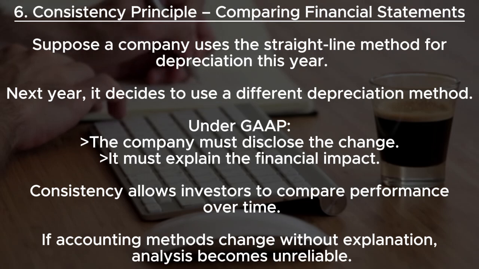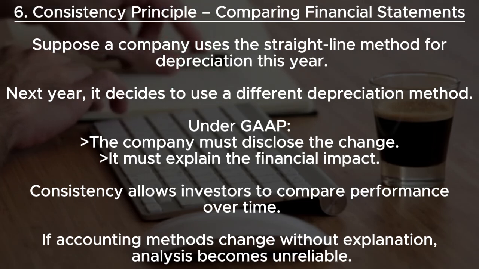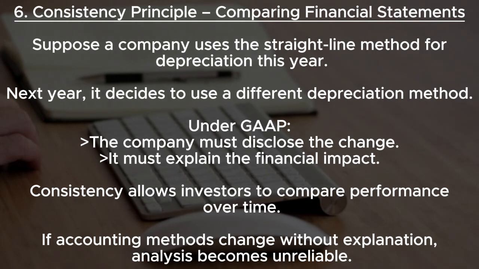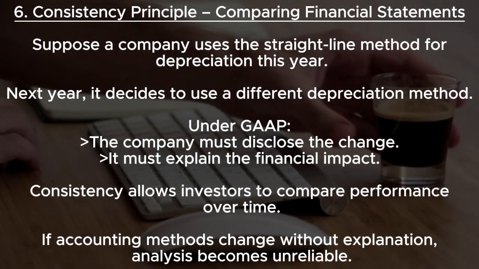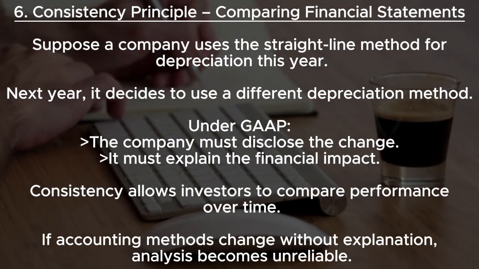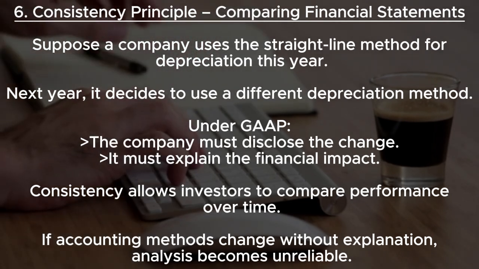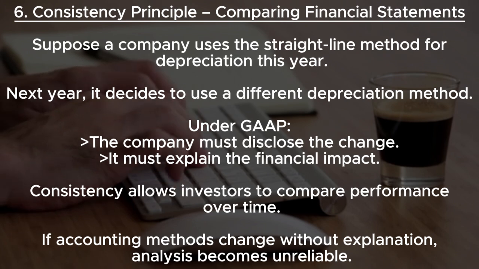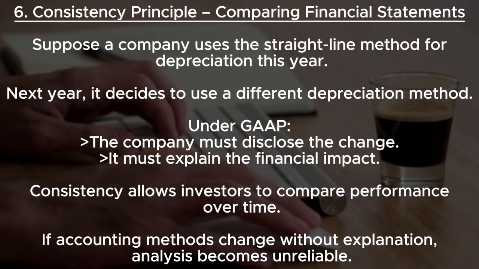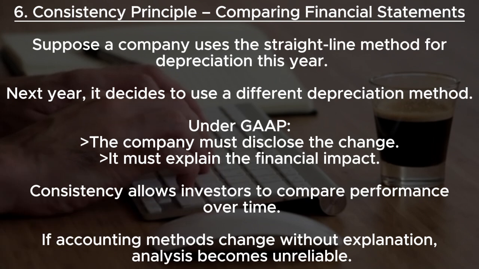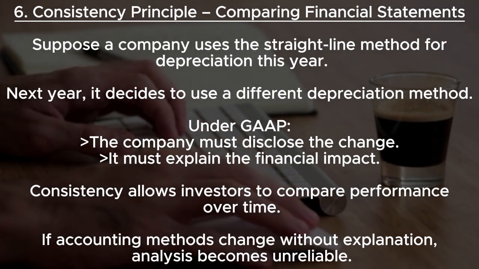6. Consistency principle, comparing financial statements. Suppose a company uses the straight-line method for depreciation this year. Next year, it decides to use a different depreciation method. Under GAAP, the company must disclose the change. It must explain the financial impact. Consistency allows investors to compare performance over time. If accounting methods change without explanation, analysis becomes unreliable.